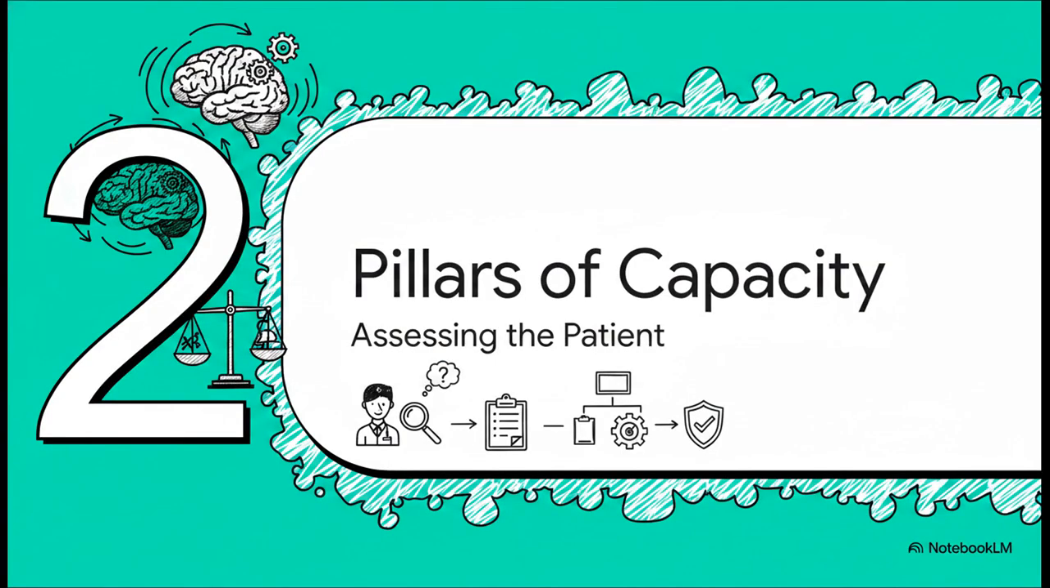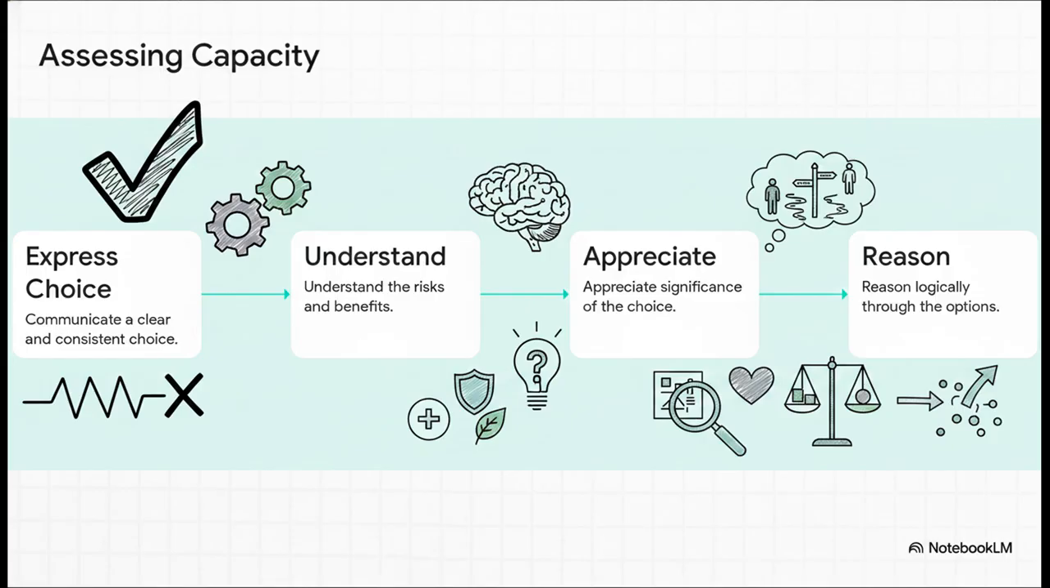Moving on to section 2, the 4 pillars of capacity. So how exactly does a doctor figure this out in real time? How do they objectively evaluate and prove a patient has this dynamic capacity? Well, they use a very specific framework. It's basically a strict clinical checklist. For informed consent to be legally and ethically valid, the clinician absolutely has to document that the patient satisfies every single one of these 4 pillars.